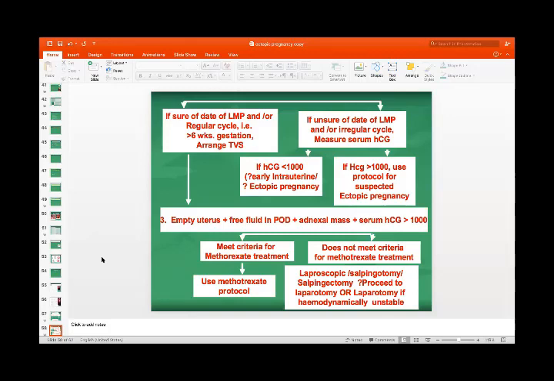So how will we manage? If she meets the criteria for methotrexate, then we will give it. Otherwise, we will go to surgery, that is laparoscopy.